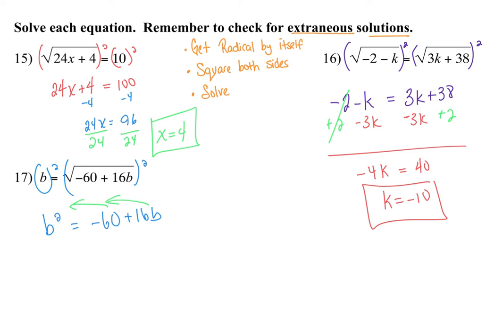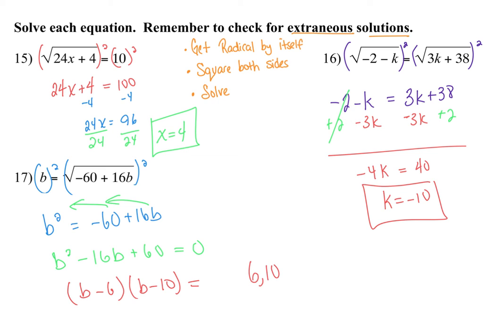I always make sure that my square stays positive. So for this, I would move the other two over. b squared minus 16b plus 60. This one is nicely factorable. So I am going to go ahead and factor this. Set them equal to 0. And I will see that I get 6 and 10.